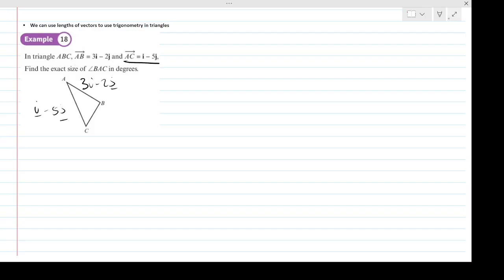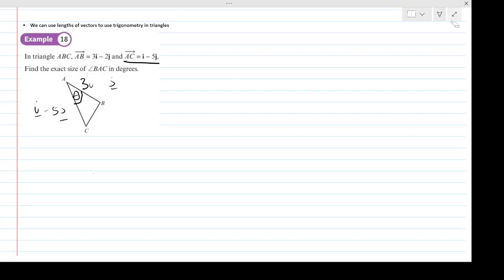We need to find the angle BAC. A is in the middle, so it's the angle at A. I'll call that theta. Now we need to find that angle, but I only have the sides as vectors. So how you can tackle these questions is to find the magnitude of the vectors, because that will give you the length of the sides. Then once you've found the length, it just becomes a standard trigonometry problem.